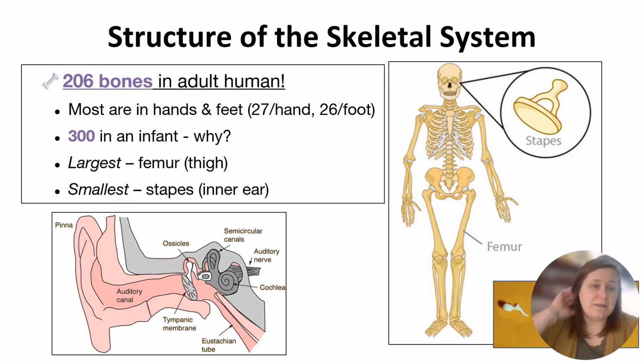Our largest bone is going to be the femur. That is going to be our thigh bone. And our smallest bone in the human body is going to be the stapes. We find that inside the middle ear.